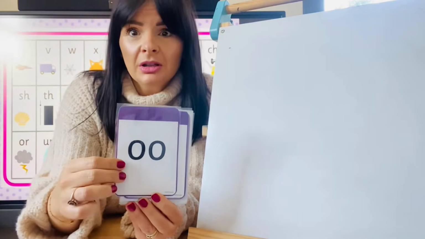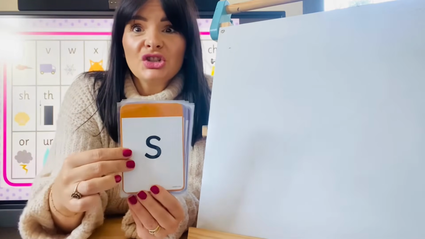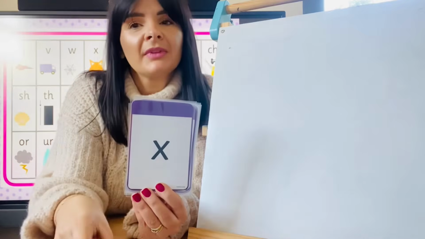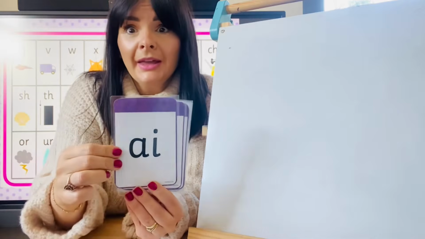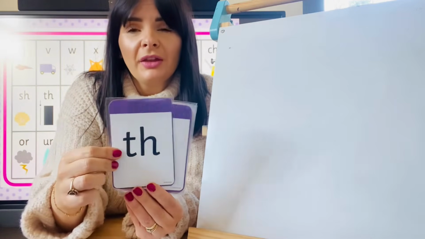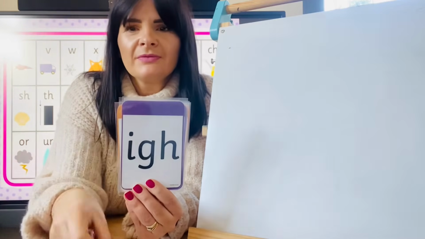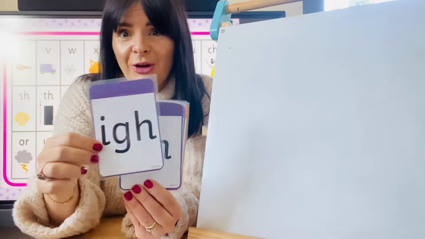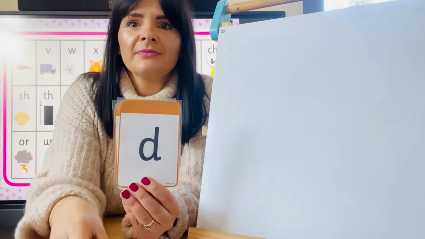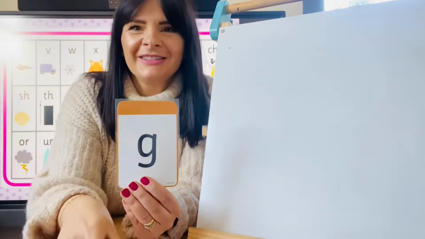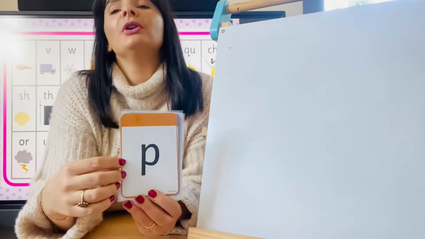P, or oo. Qua. E, X, Y, Z, A, F or V, Ch, I, our trigraph, Sh, W, T, D, G. Well done. Now it's your turn to do it on your own. Off you go.